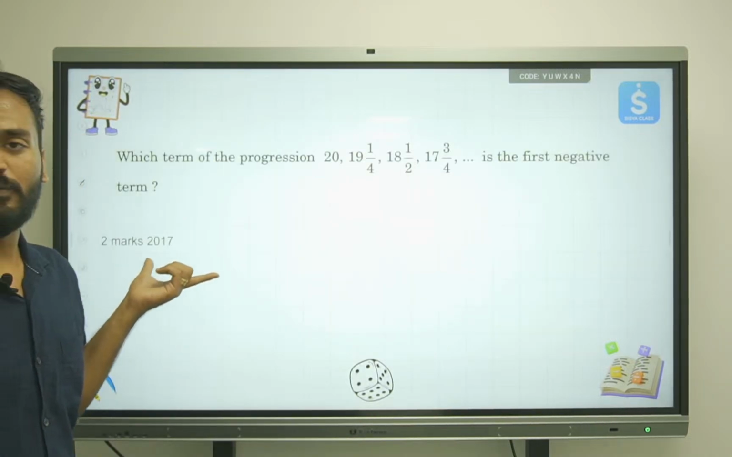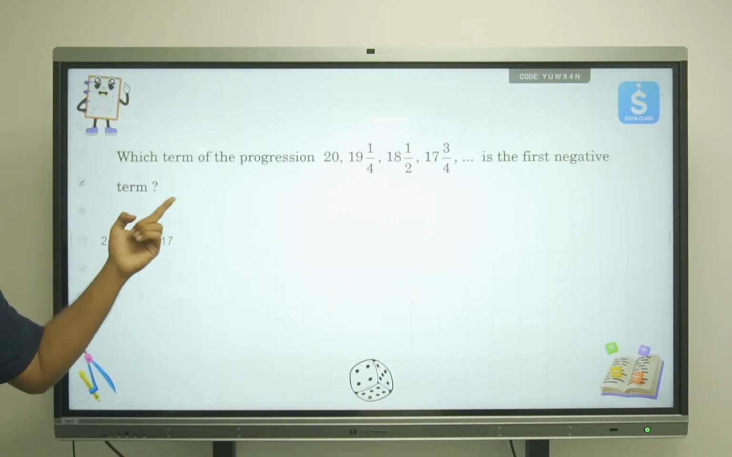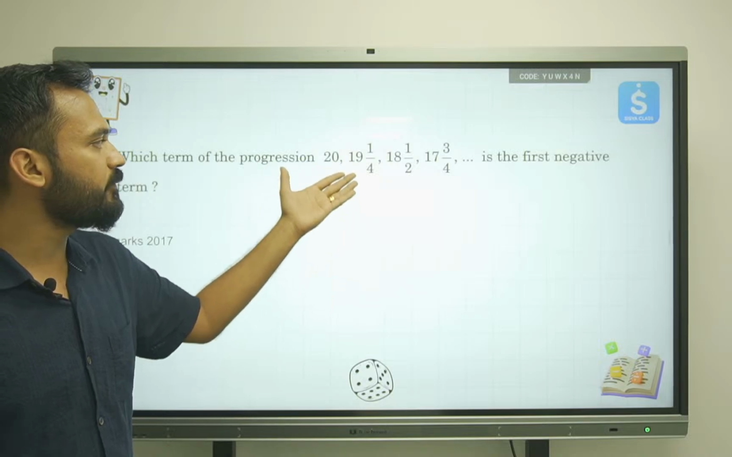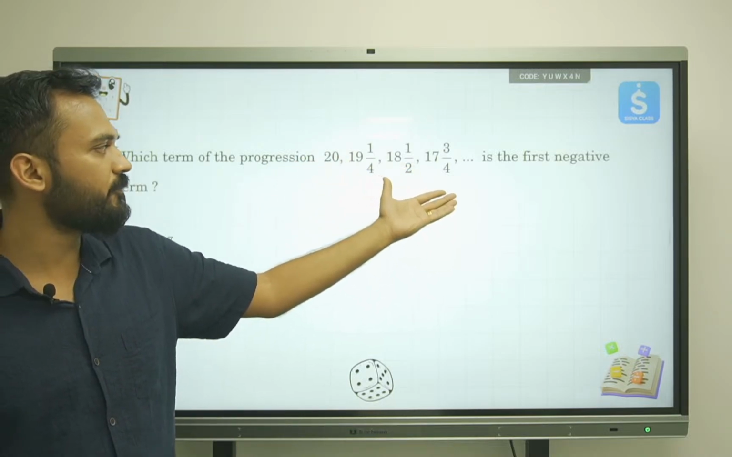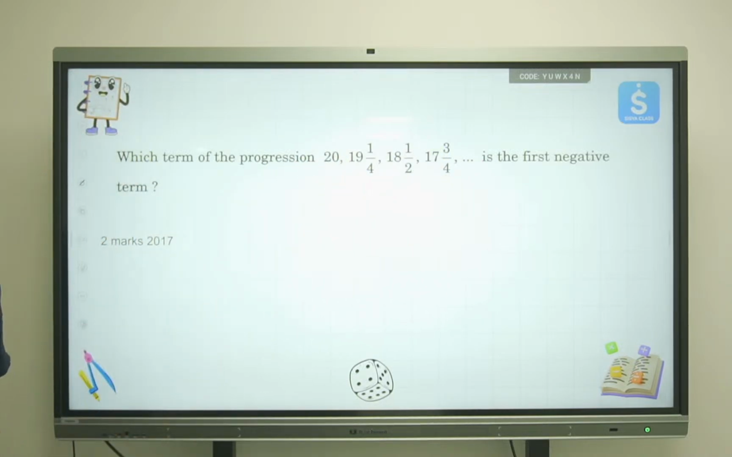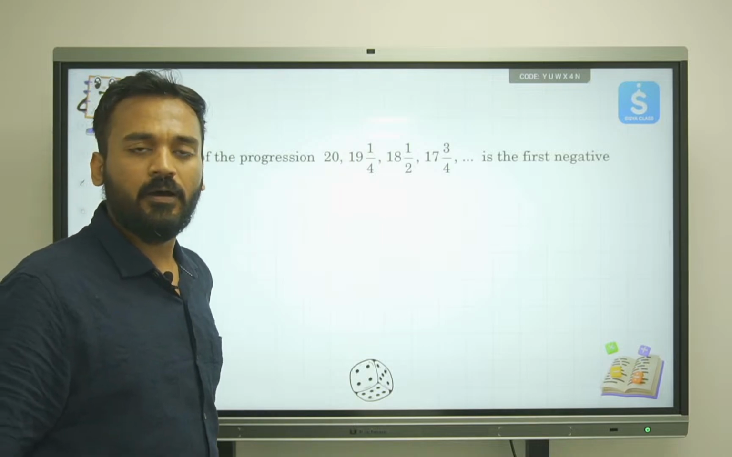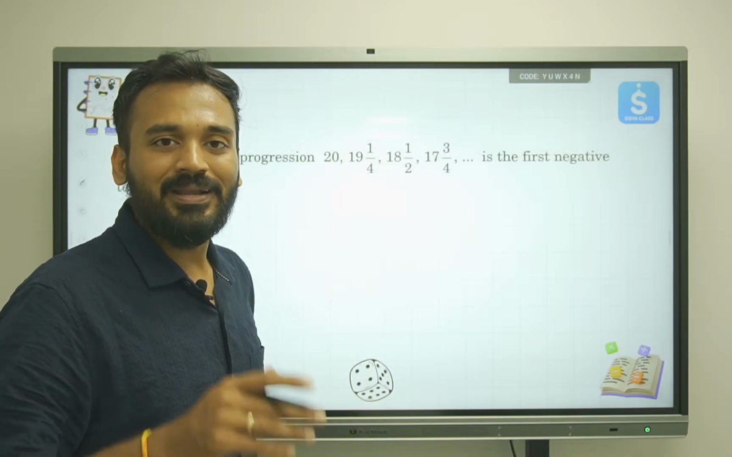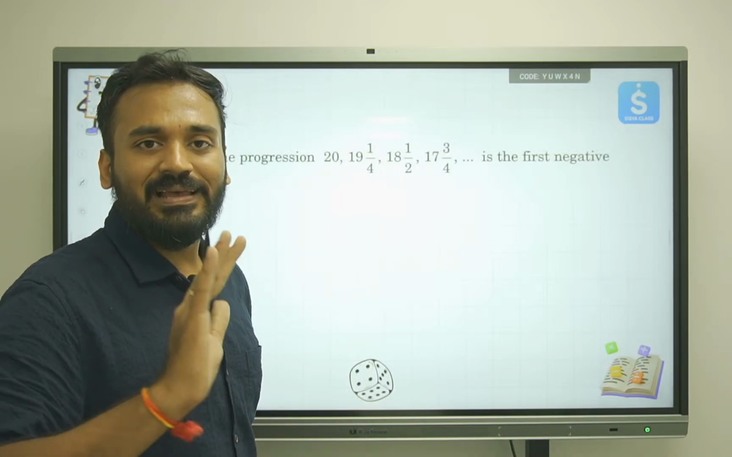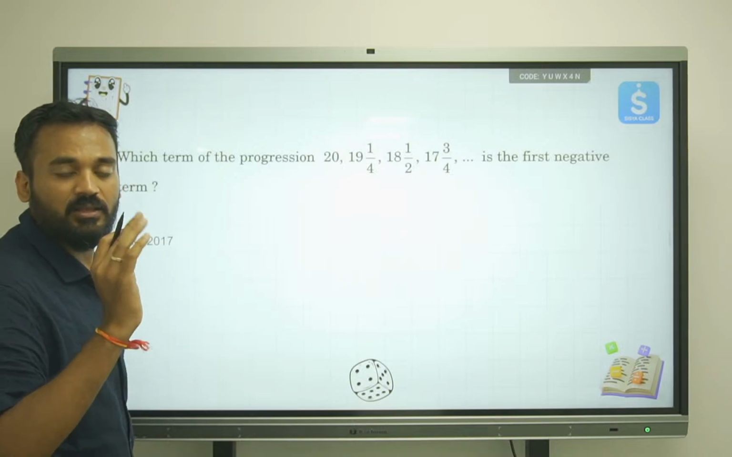Next question, 2017, for 2 marks. Which term of the progression 20, 19 1/4, 18 1/2, 17 3/4 is the first negative term? In order to find the negative term, we need to identify when that term becomes less than 0. So the condition is very, very important.